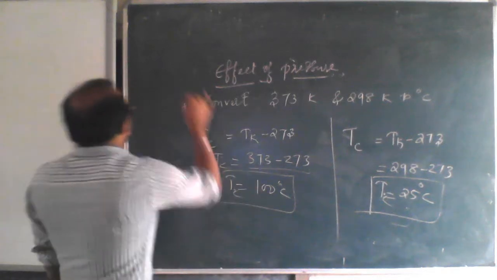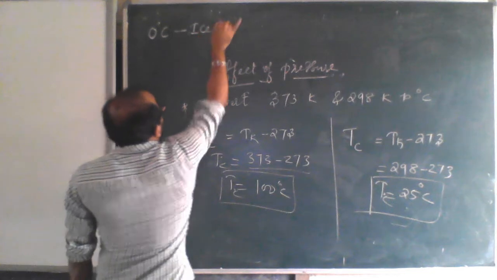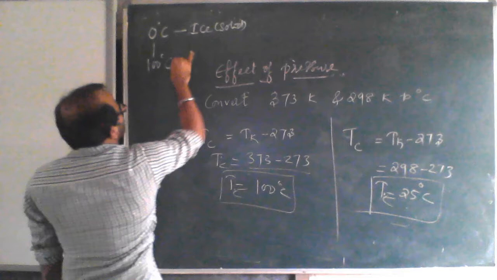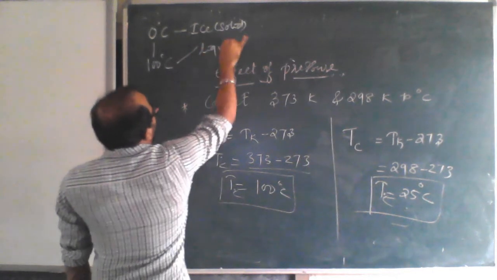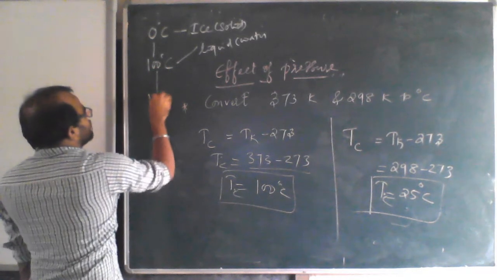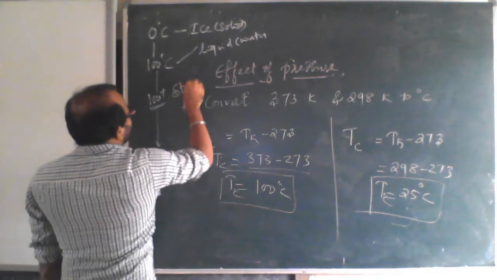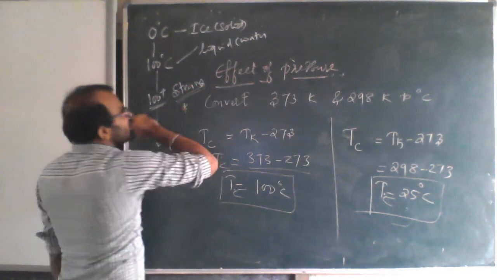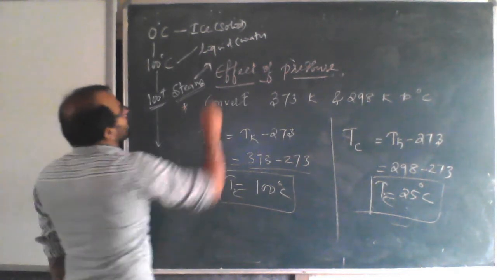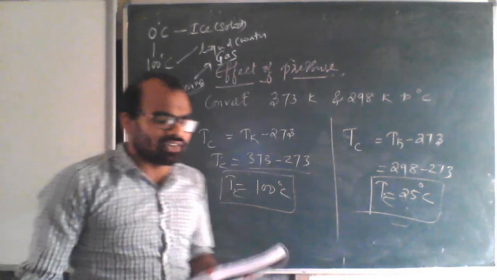See, at 0 degrees Celsius, water is in the form of ice, we can say solid. From 0 to 100 degrees Celsius, it is in the form of liquid, so we call it water. Above 100 degrees Celsius, 100 plus any number, it is in the form of steam, or we can say vaporized water. That is gas.